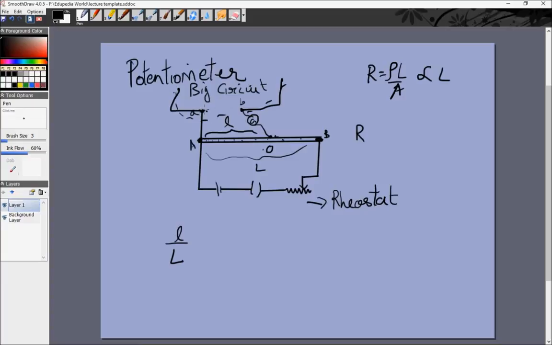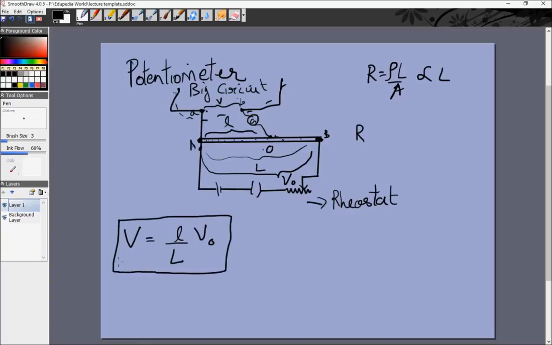So let's call the potential difference here V, and let's call the potential difference between A and B V0. So V will be l by L times V0. If l is half of capital L, we've kept it at the midpoint, and the potential difference between A and B is, let's say, 10 volts, then the potential difference between A and the middle point of A and B will be 5 volts. That means the potential difference between small a and small b will be 5 volts. Right? So this is the equation from which everything else will be derived for a potentiometer. So I hope this is properly understandable to you now.